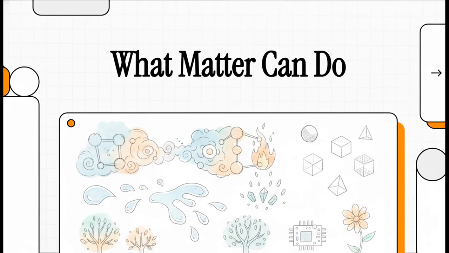Today, we're going to talk about the hidden potential of everything around us. We're not just looking at what matter is, but what it has the incredible power to do. We're diving deep into the world of chemical properties.